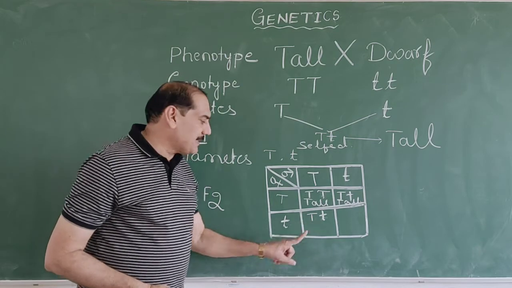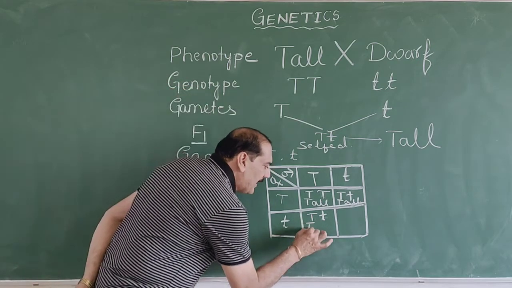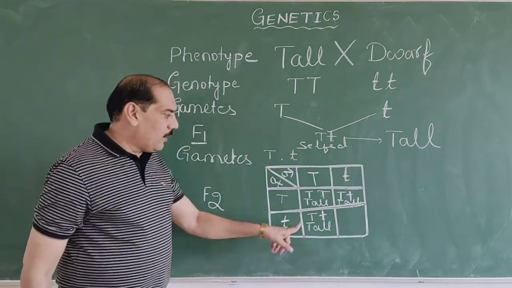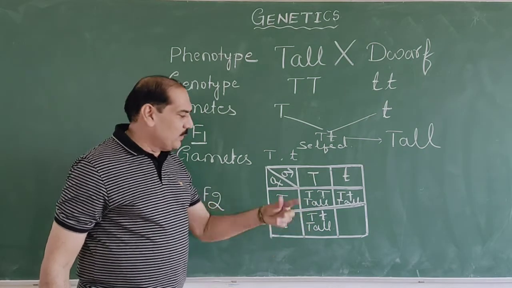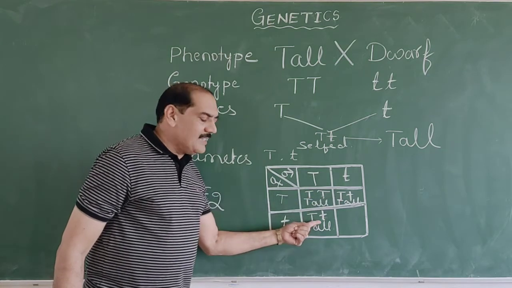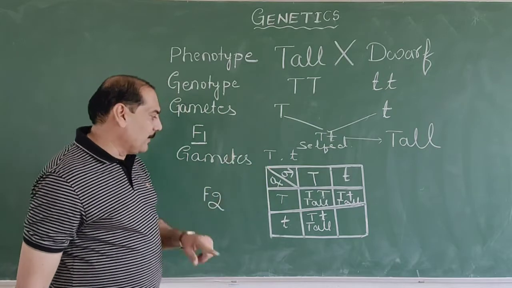It will express. What will be the phenotype? It also developed as a tall plant. How many tall? 3 tall. All the 3 talls are same? No. One is pure breeding or homozygous tall. Another 2 talls are heterozygous or hybrid tall.